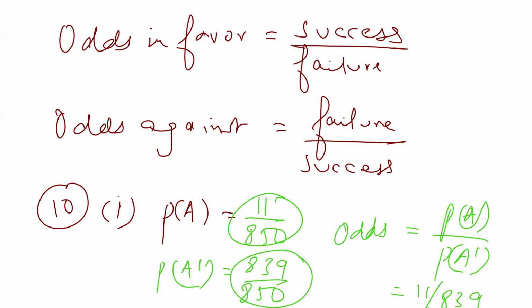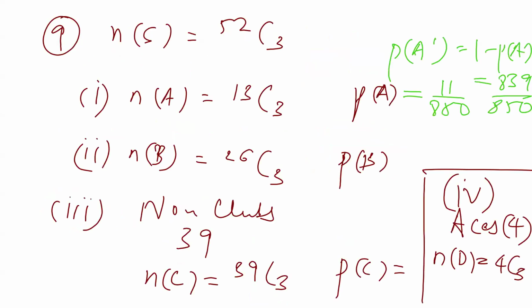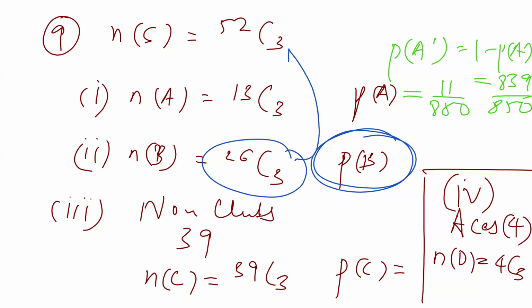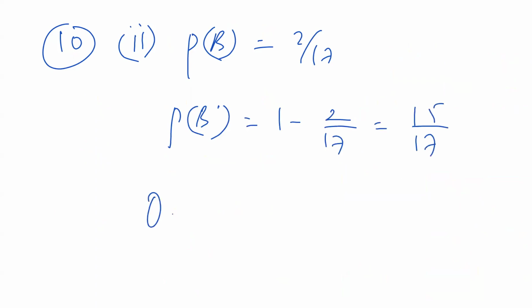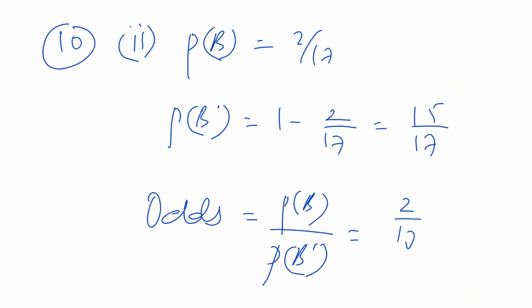Second part, 10 sub question 2. P of B, all of them are red cards, so we need to find the odds of this. So we'll go back to question number 9. P of B, 26C3 divided by 52C3, we had got this as 2 by 17. So P of B is 2 by 17. P of B dash, 1 minus P of B, is 15 by 17. So odds in favor of this event is equal to P of B upon P of B dash, 2 by 17 upon 15 by 17. Just cancel this out, 2 by 5.